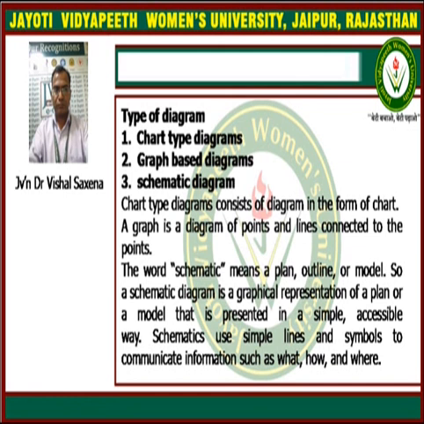While the schematic diagrams, what are schematic diagrams? Schematic means a plan or an outline or a model. When the diagram shows the schematic way of our objective, then it is called a schematic diagram, and it explains the plan or the outline or the whole process in a model form or in a diagram form. So these are called schematic diagrams.